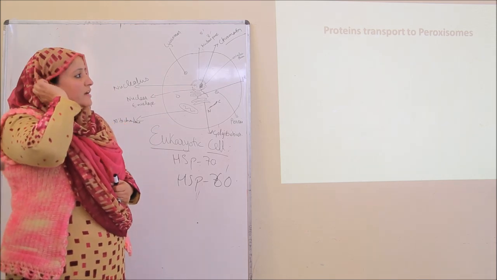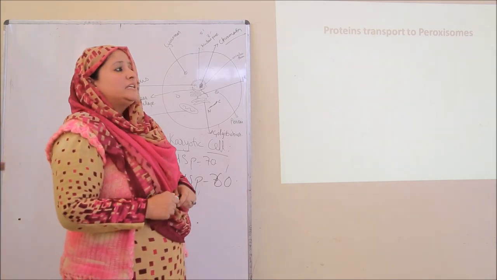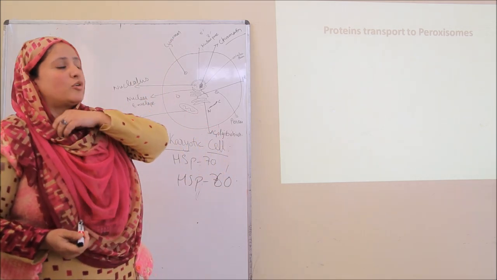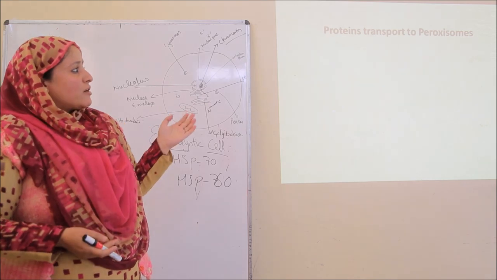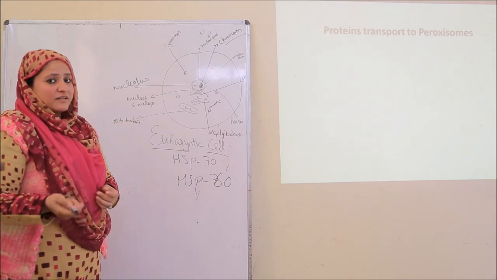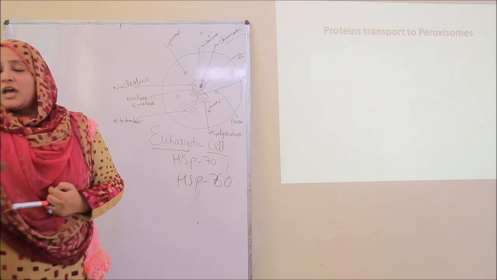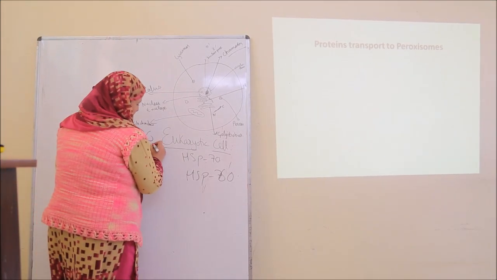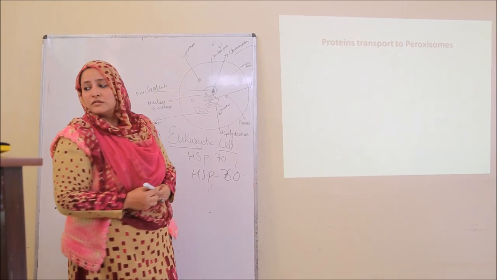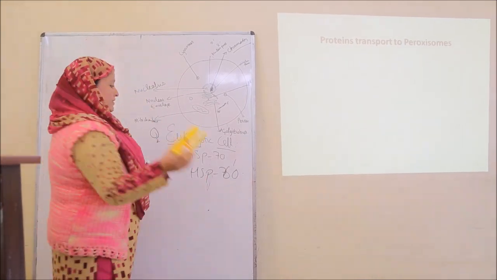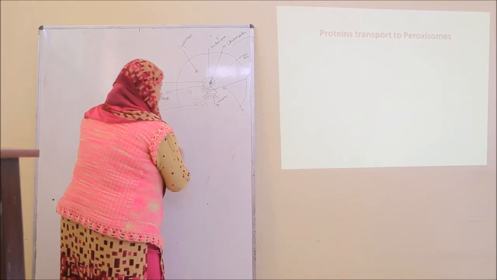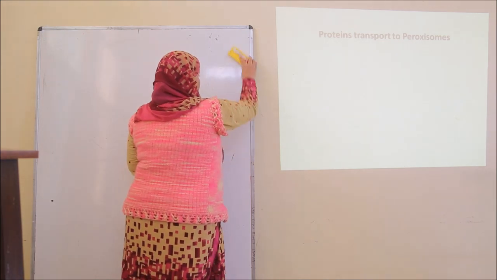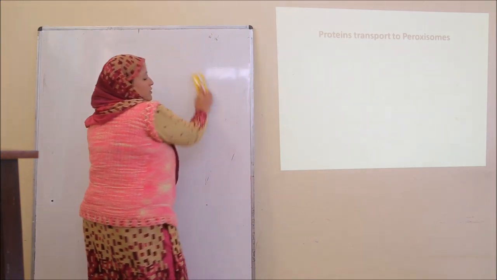Peroxisomes have many oxidative enzymes, such as catalase or urate oxidase. They play an important role in our body, as we will see later. Peroxisomes use molecular oxygen to oxidize organic substrates inside the cell. Mostly these peroxisomes are present in the kidney or liver, where they detoxify harmful chemicals present in our blood.